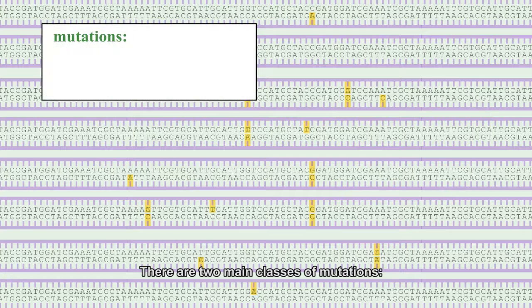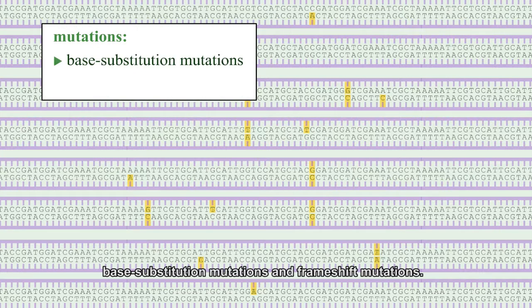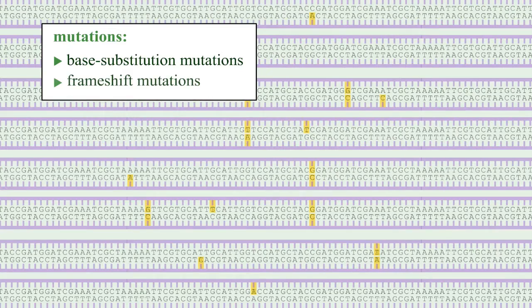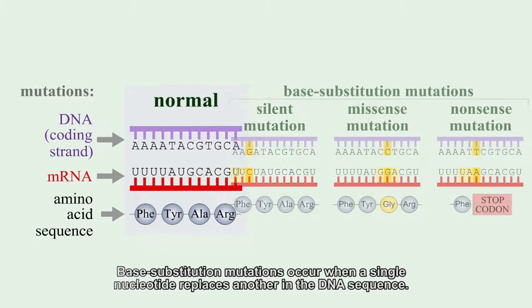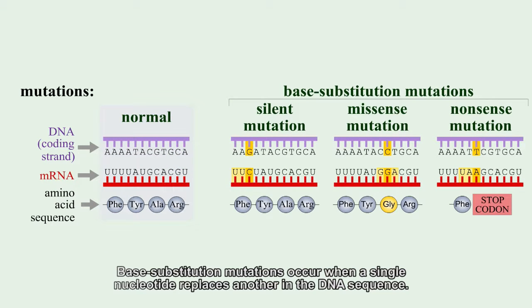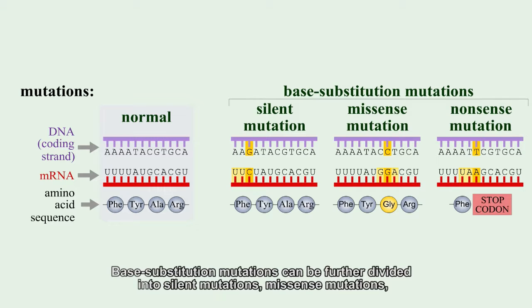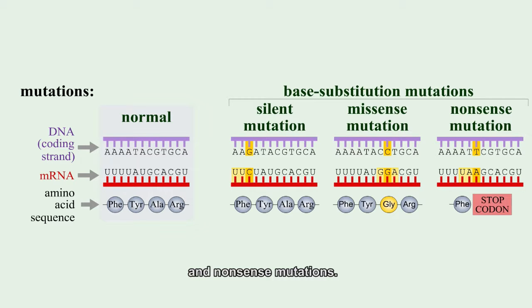There are two main classes of mutations: base substitution mutations and frame shift mutations. Base substitution mutations occur when a single nucleotide replaces another in the DNA sequence. Base substitution mutations can be further divided into silent mutations, missense mutations, and nonsense mutations.